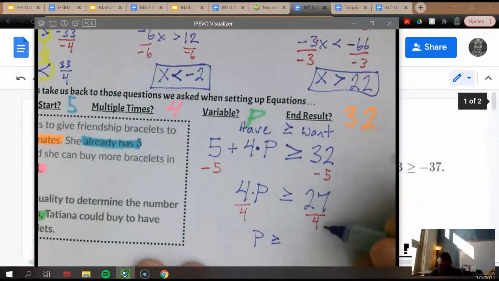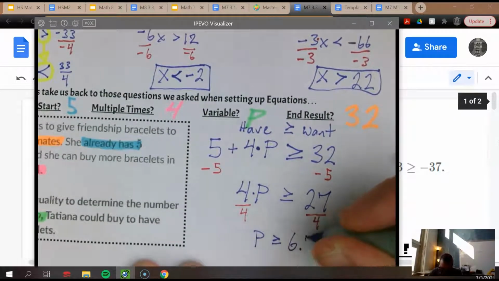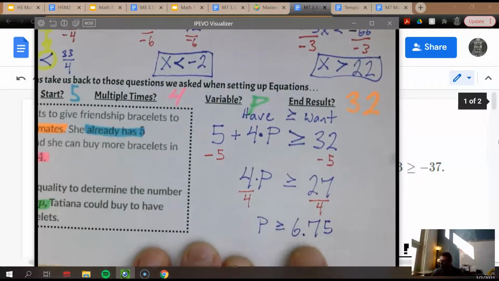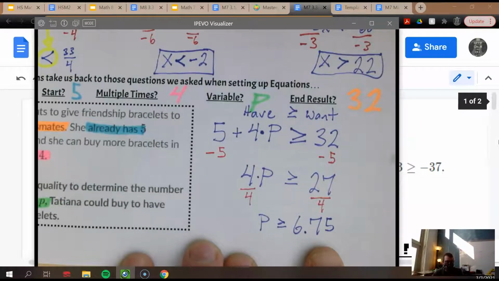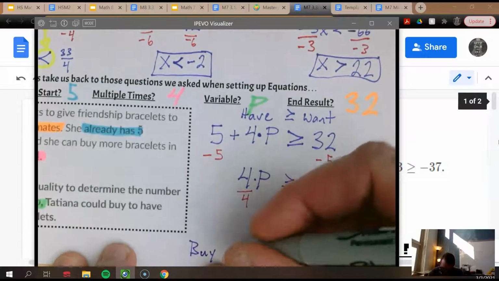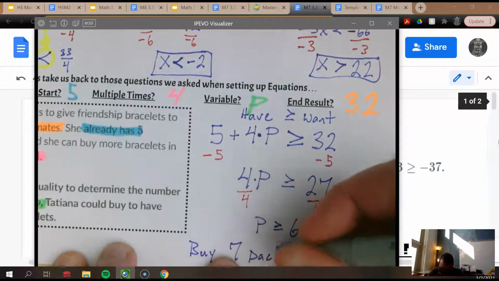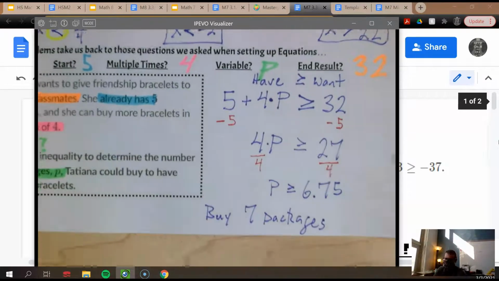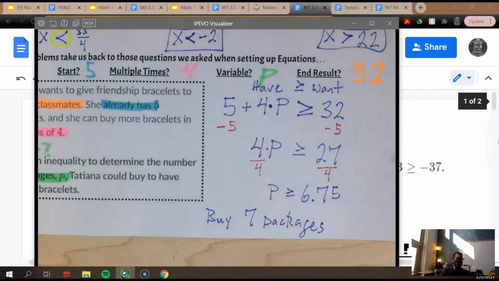So if we do this division, we get 6.75. Can anyone tell me a number that is bigger than 6.75 that I could actually purchase? 7. So we can tell her, buy 7 packages. These problems, as crazy as this may sound, we're going to start to solve for what number actually makes sense. We're going to solve it mathematically, but then we're going to say, oh, so what that means is go buy 7.